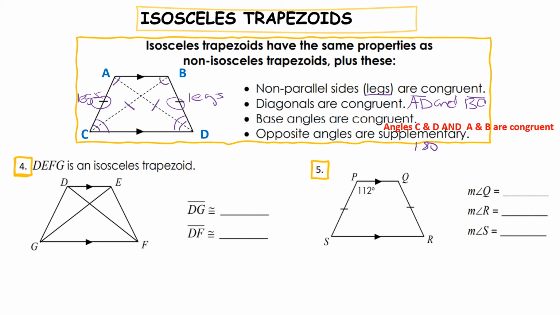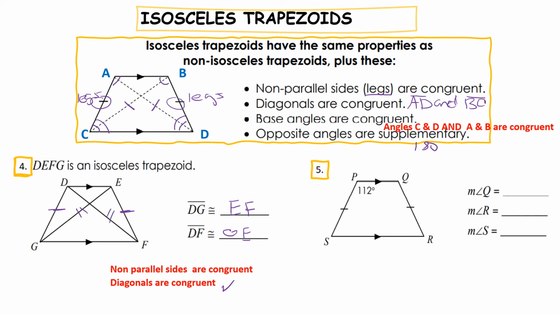So let's take a look at these two examples here. This is an isosceles trapezoid. So DG, non-parallel sides are congruent. So DG would be congruent to EF. Some congruence marks. And DF is congruent to GE because diagonals are congruent.